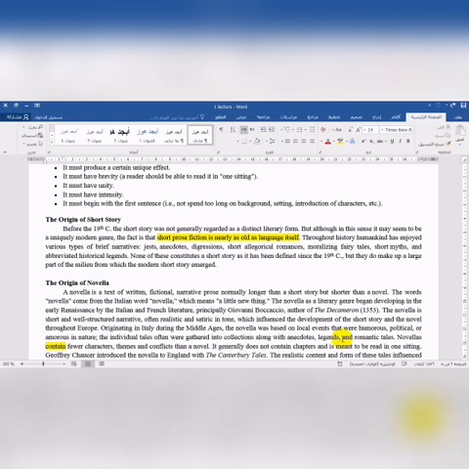It must have brevity, meaning you should be able to read it in one sitting. It must have unity. You know what we mean by unity? Unity of time, place and action. Intensity: it must begin with the first sentence. It does not spend so much time talking about the background of the characters or what happened before the events of the story. Directly, the writer jumps to the main action. We don't have so many introductions. No, directly to the major action, because it is short, so we don't have time to spend on explaining those details.